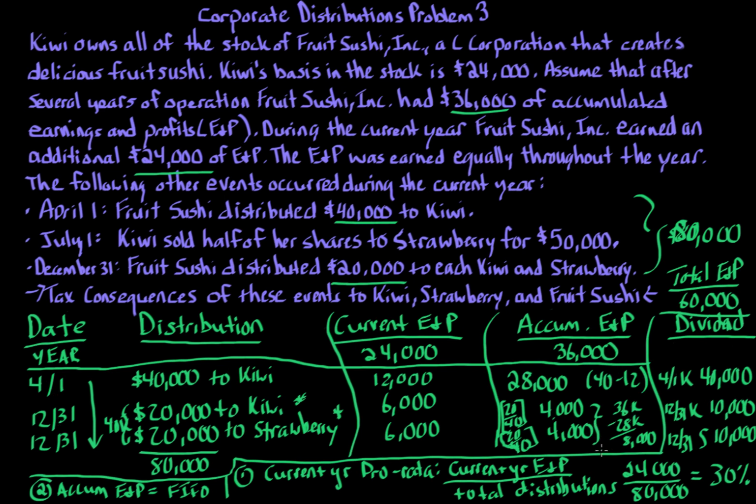Okay? So now what we're going to do is our final step, substep 3 of step 3, and talk about the actual consequences along with the basis implications. But I'm going to keep this little area over here, the amount of dividend.